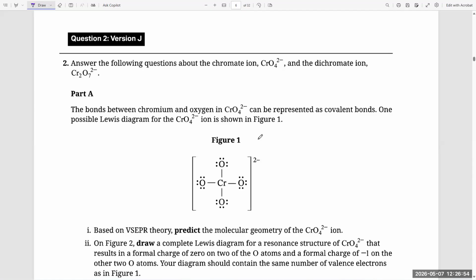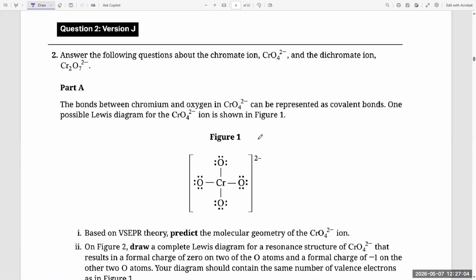Let's get started. Number 2, answer the following question about the chromate ion and the dichromate ion. I'm kind of guessing this might be redox, maybe not, but let's see. So I'm taking out my redox hat, leaving it on the side to see if I'm going to put it on. And if you don't know what I'm talking about, listen to the part one video about putting hats on.